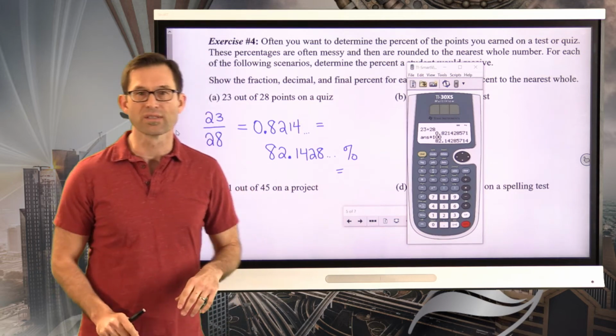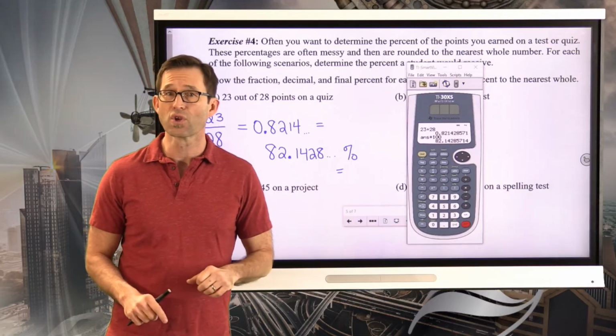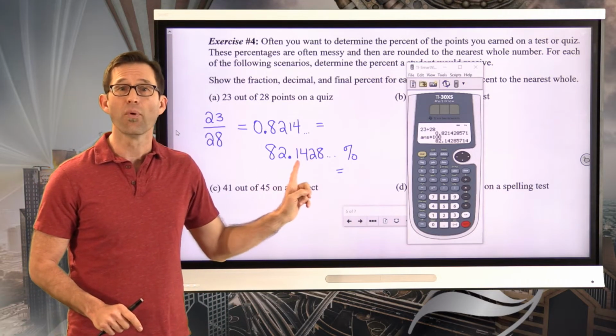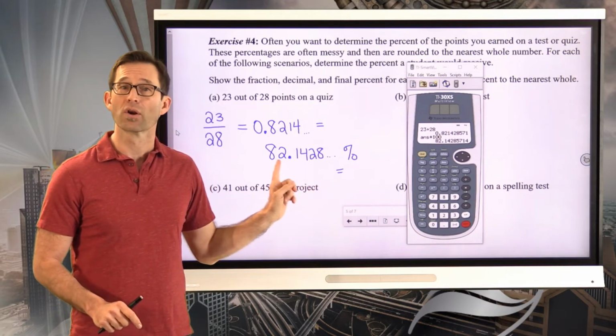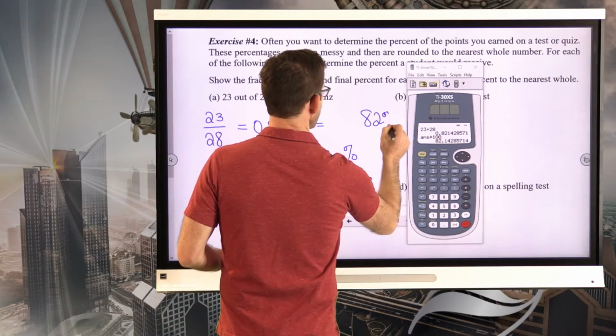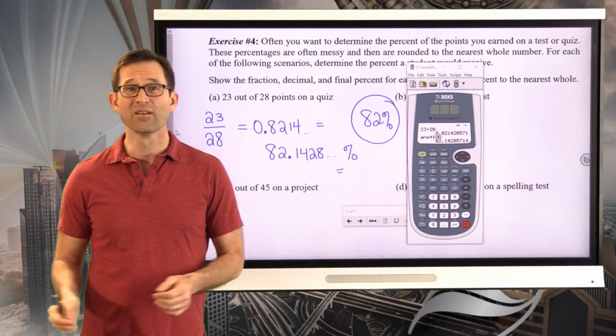This particular problem, because it's all about grades, and often when we get a grade back on a test, our teacher doesn't say we got an 82.1428%, they round it to the nearest whole percent. That's now easy. I can just look at this and go, well, since it's 82.1, everything else doesn't matter. 82.1, I'm going to round that down to 82%. But it's really that simple, right?